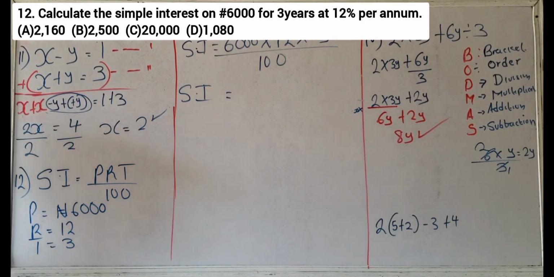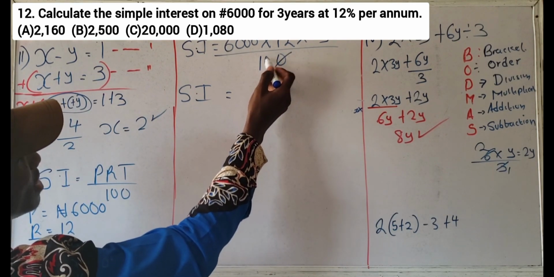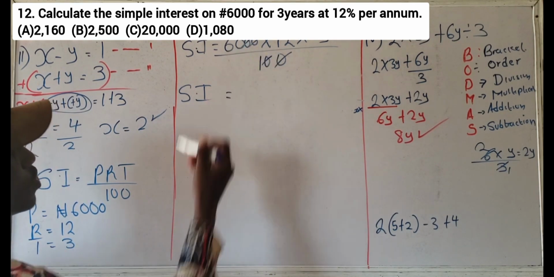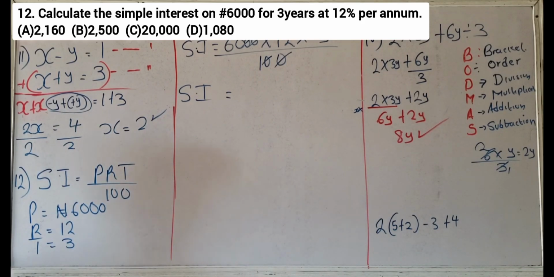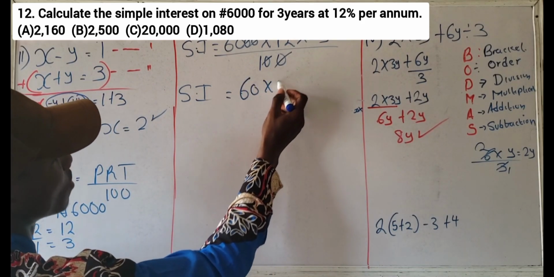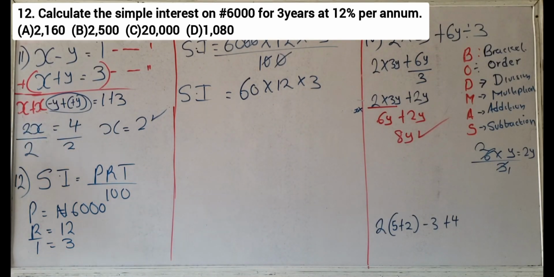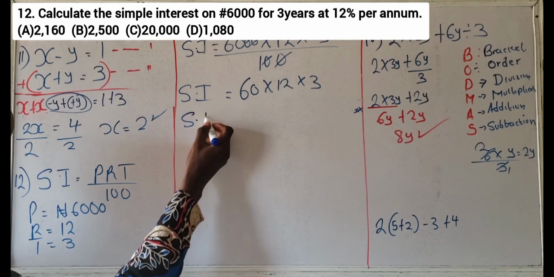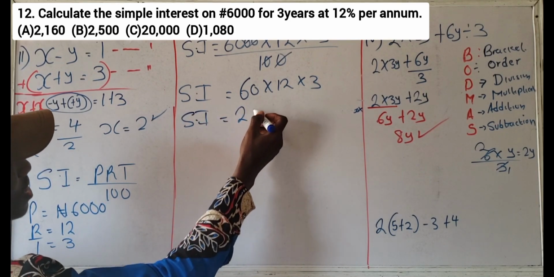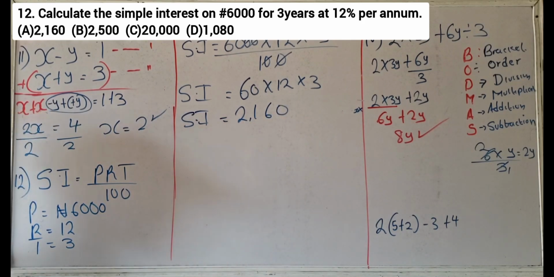now there are times that you don't have to use a calculator. You don't have to use a calculator for this kind of question. You understand? So all you have to do is just take division of this, cancel this, cancel this. So you are left with what? 60 times 12 times 3. Okay, 60 times 12 times 3 will give us 2160. So the simple interest here is 2160. That is the final answer.